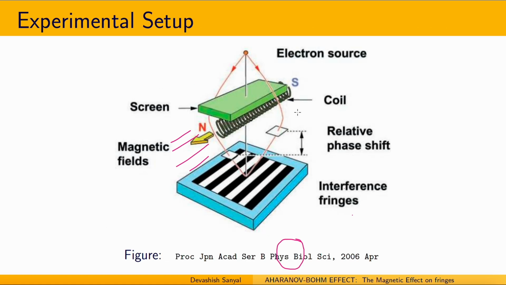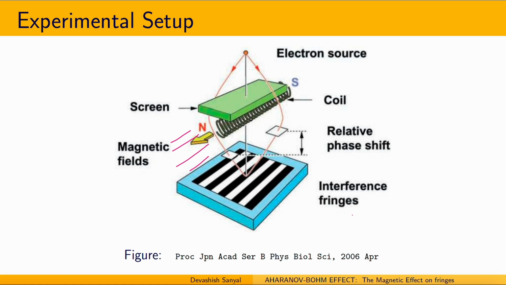So this is the experimental setup. In this experimental setup, we have an electron source here, and this is the screen. The screen actually prevents the electron from crossing into this region. This region contains the magnetic field. The magnetic field is produced by a solenoid.